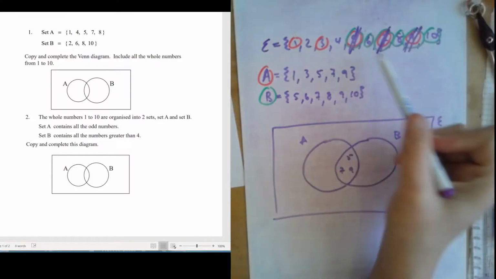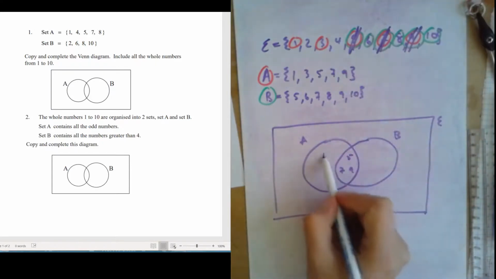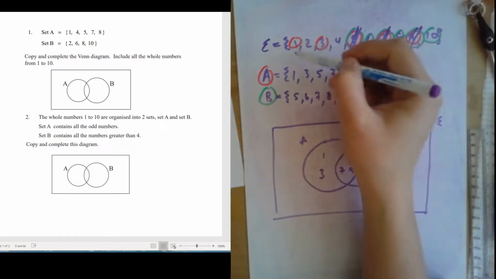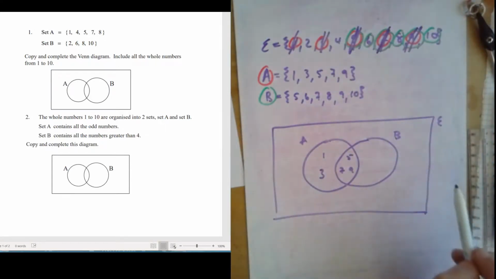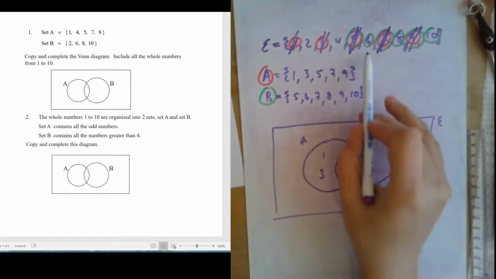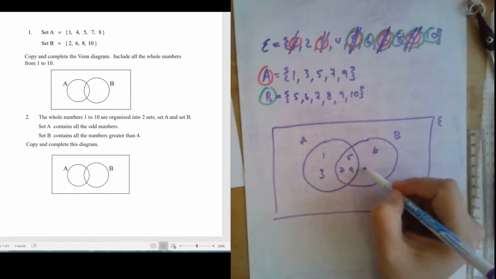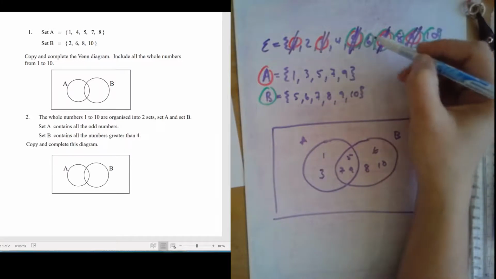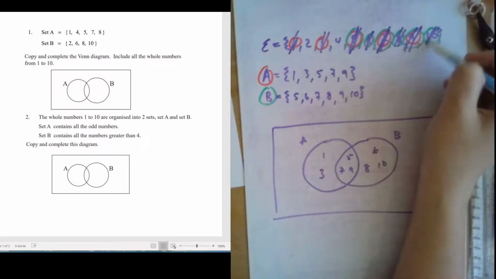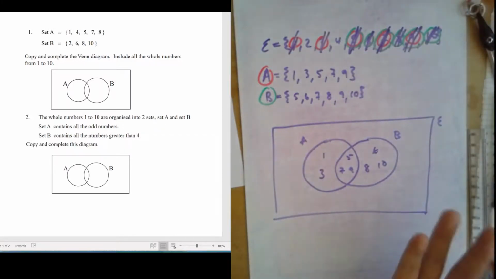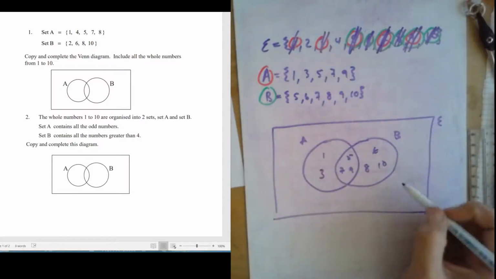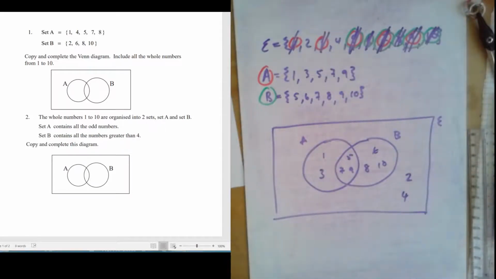Okay. The remainder for set A is just 1 and 3. So they're going to go out here. Let's cross those off. And then for B, I've got 6, 8, and 10. Okay, and then what am I left with? I'm just left with 2 and 4. Okay, hopefully that makes sense. Obviously, any questions, please let me know.